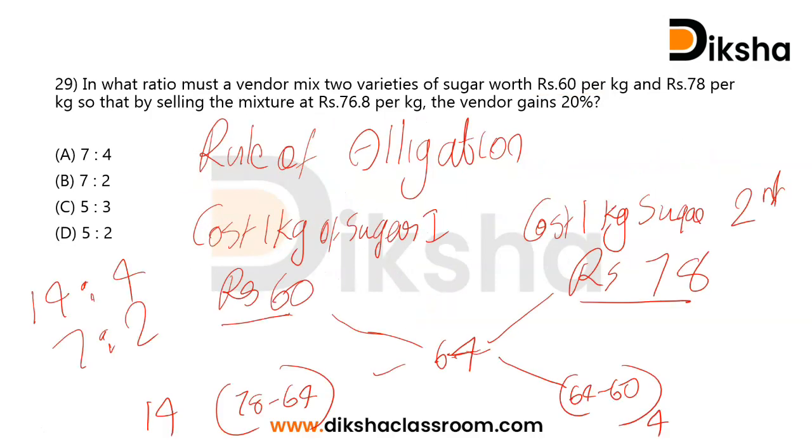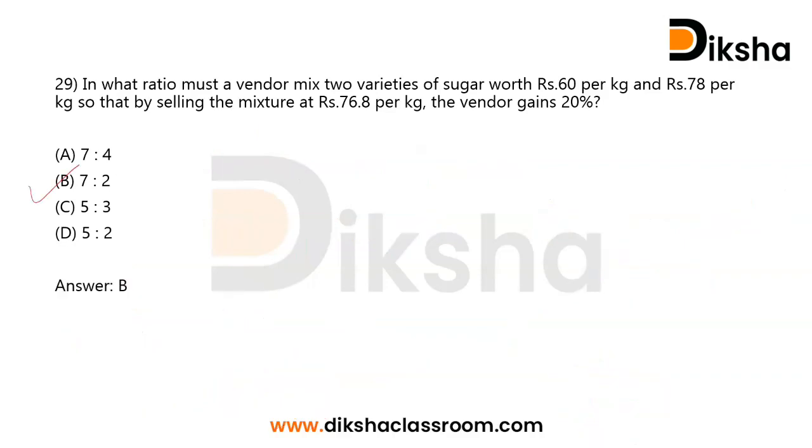Now using the rule of allegation, the cost of 1 kilogram of first kind is rupees 60 and the cost of 1 kilogram of sugar of second kind is rupees 78. We find the difference between the mean value and each, and they mix oppositely. The difference between 78 and 64 is 14, and the difference between 64 and 60 is 4. So 14:4 is the ratio of the mixture of variety 1 and 2. 14:4 gives 7:2. So option B, 7:2, is the correct answer.